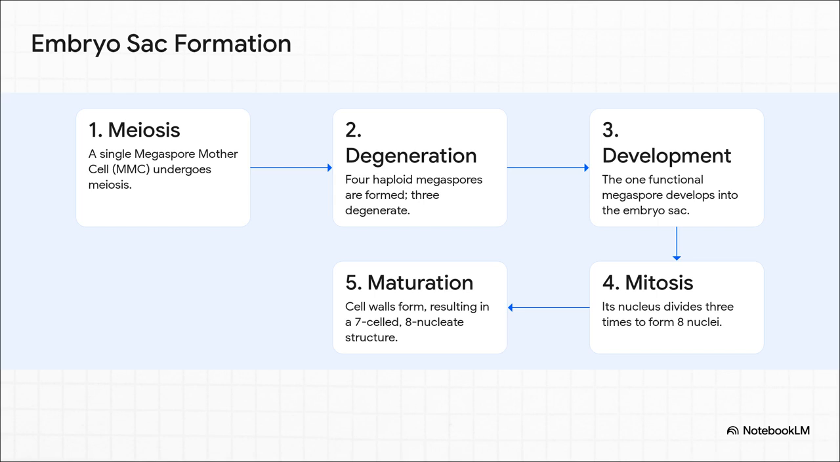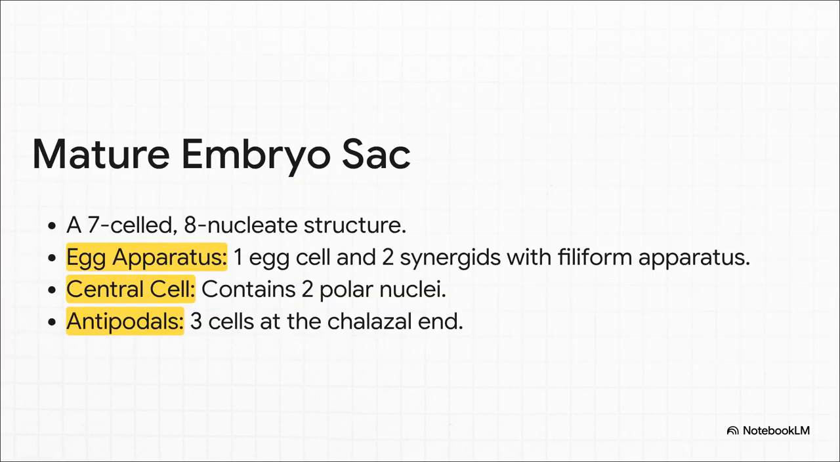Its nucleus then divides 3 times in a row, but through mitosis, not meiosis, so the chromosome number stays the same. 1 nucleus becomes 2, 2 become 4, and 4 become 8. After you have these 8 nuclei, cell walls finally form, organizing them into that very specific 7-celled 8-nucleate structure. And here it is, the final structure of the mature embryo sac.